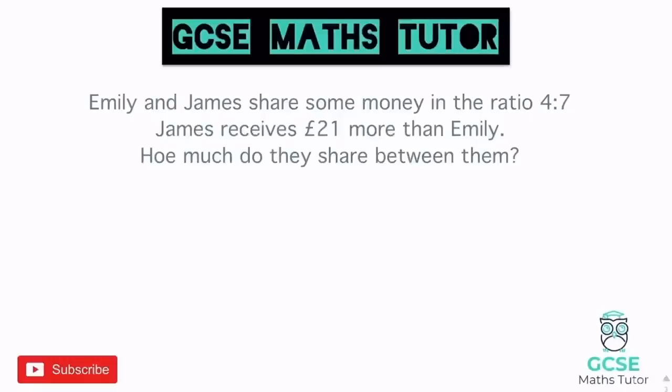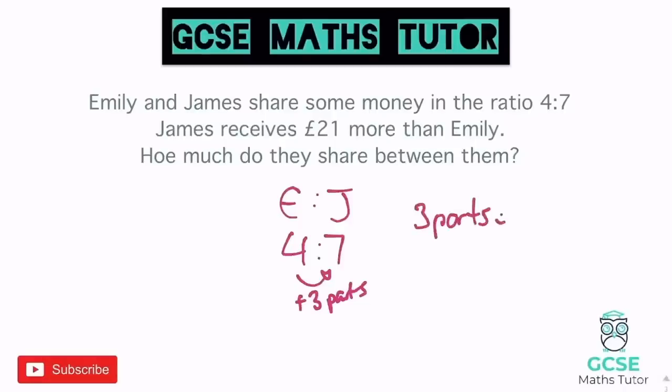Emily and James share some money in the ratio 4:7. James receives £21 more than Emily. How much do they share between them? So Emily to James is in the ratio 4:7. Now it says that James receives £21 more, and if we look at these two numbers here, from 4 to 7 is an extra 3 parts. There you go, it's an extra 3. So that extra £21 is 3 parts. So if 3 parts of this ratio equals £21, then 1 part, to divide that by 3, must be £7.